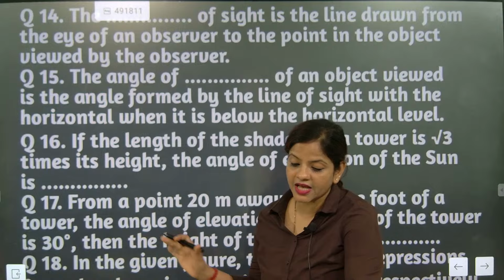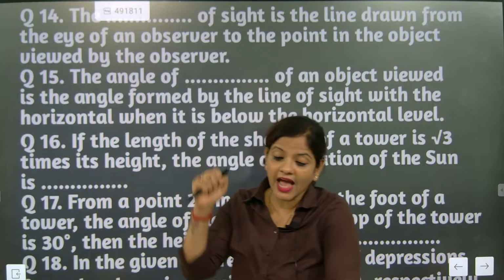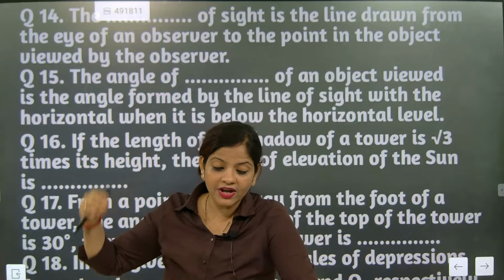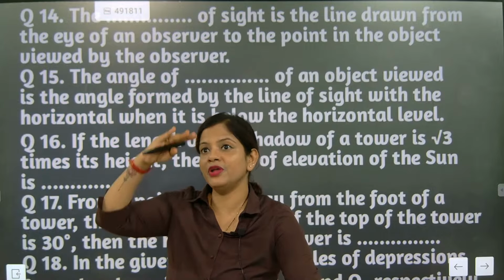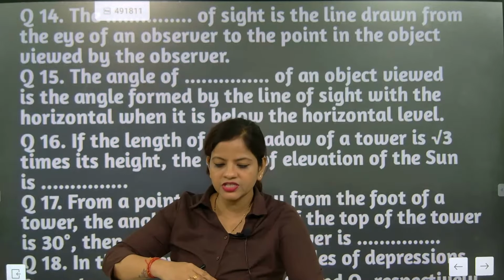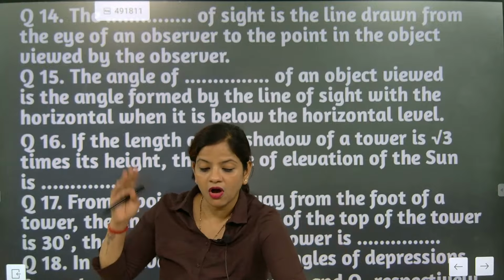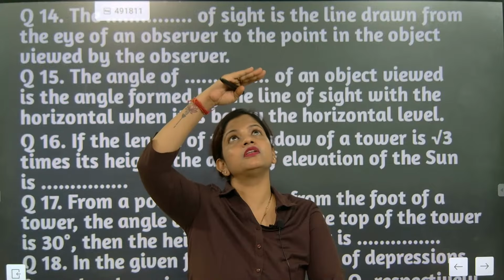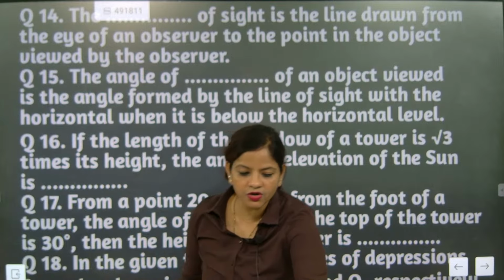Now why it is, I'm going to tell you. The angle of depression of an object viewed is the angle formed by the line of sight with the horizontal when it is below the horizontal line. Above the horizontal line is elevation. Below the horizontal line is depression. Above horizontal, elevation. Below horizontal, depression. So I hope children you will remember this.